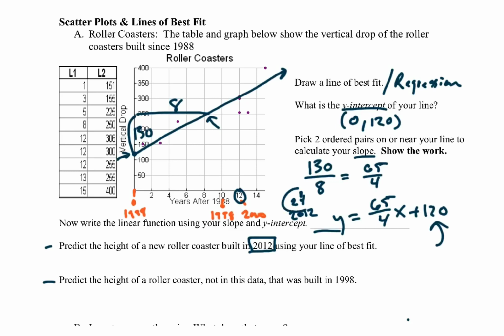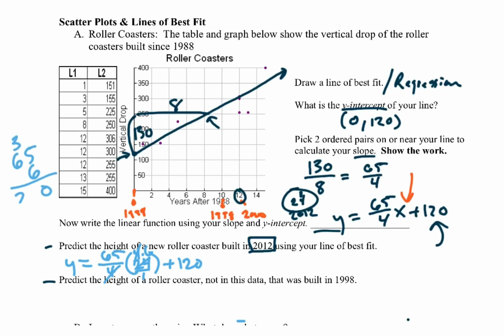Okay, so we're going to use that 24, plug it into our equation and then solve it. So we get y equals 65 over 4 times 24 plus 120. Okay, so it's like 24 over 1. That's like 4 times 6. So I can cross out the 4's, and then it's 65 times 6, which would be 210. So we get 210 plus 120, which would be 330.